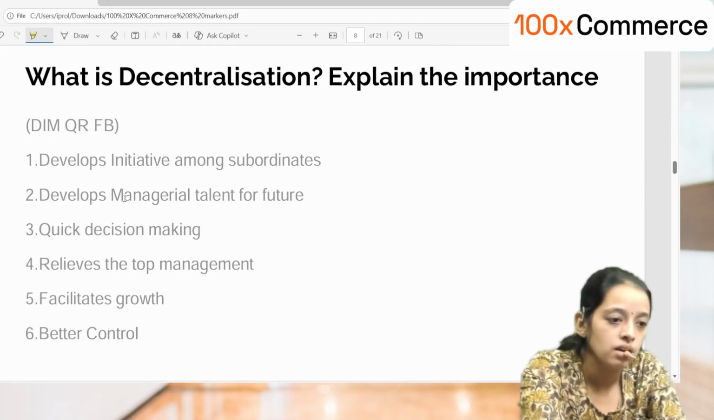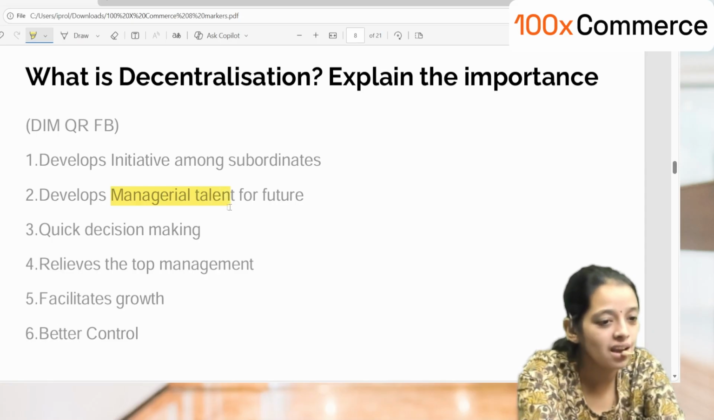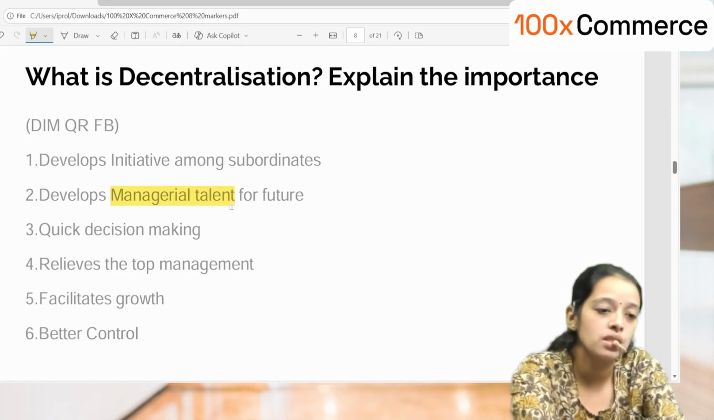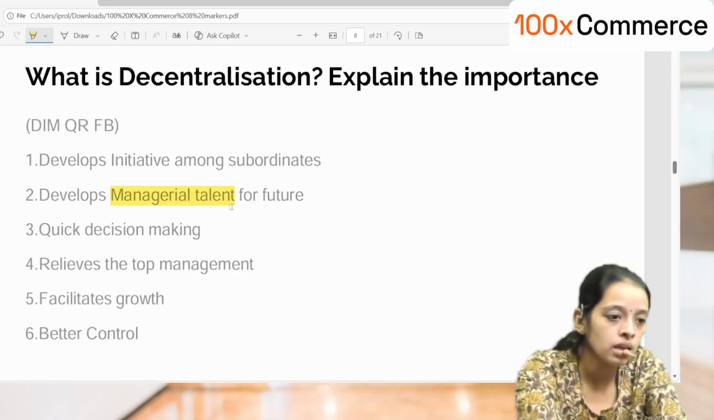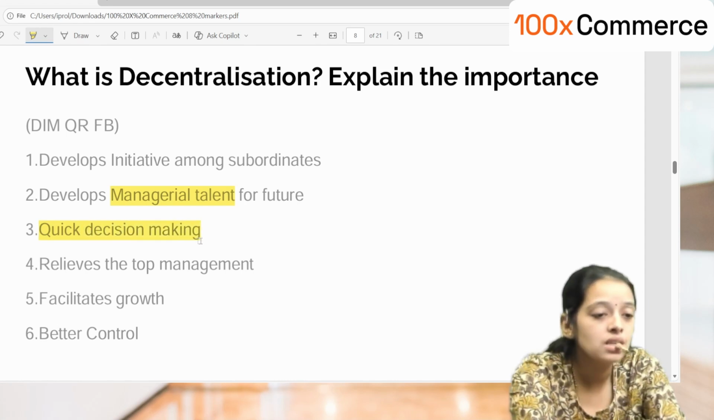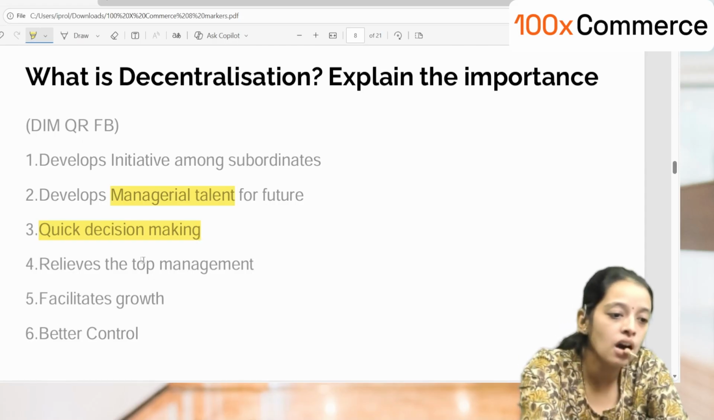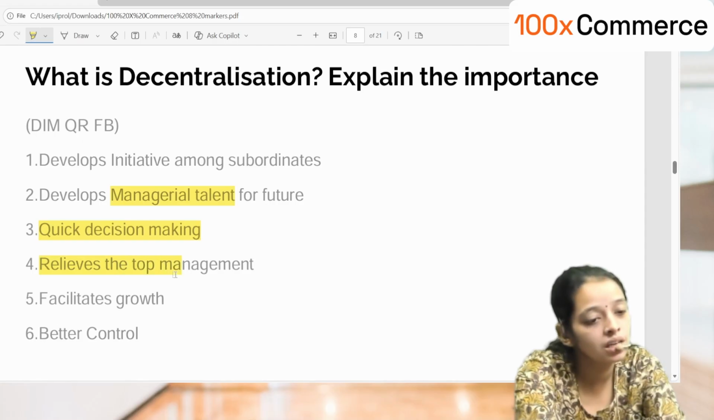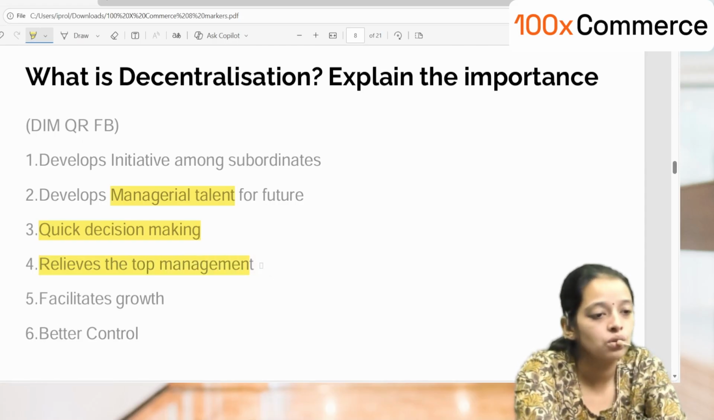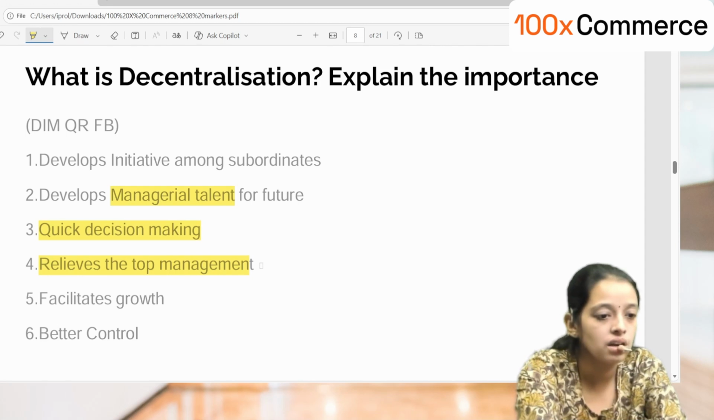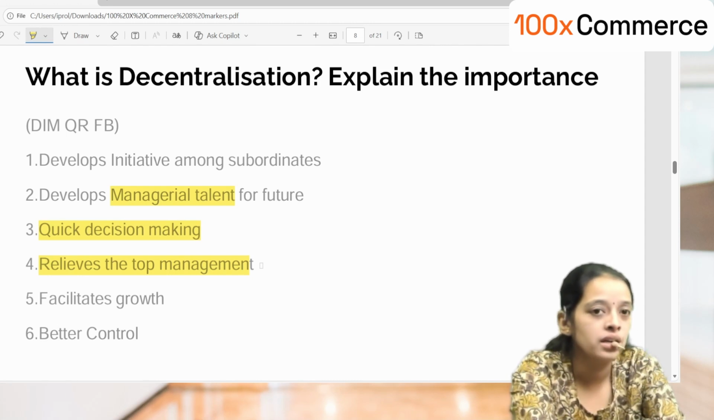Yes, future managers or future supervisors can be taken from this decentralization, because some authority is given to the person, so in that way we will get to know who is the best one. Next one, it will help in quick decision making. Because of decentralization, decisions in the organization can be taken quickly without any disturbance to the top level managers. Next one, it relieves the top level management from involvement in day-to-day activities. With decentralization, for some things we will not approach the top level management. We can definitely decide ourselves and take the decision.